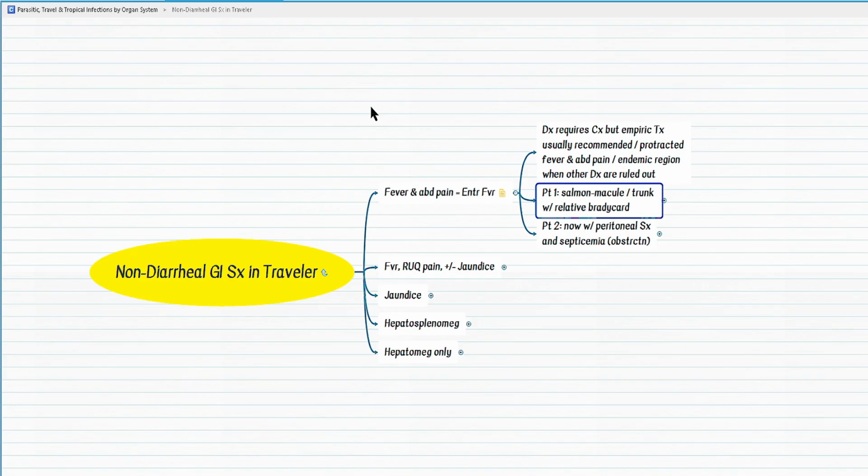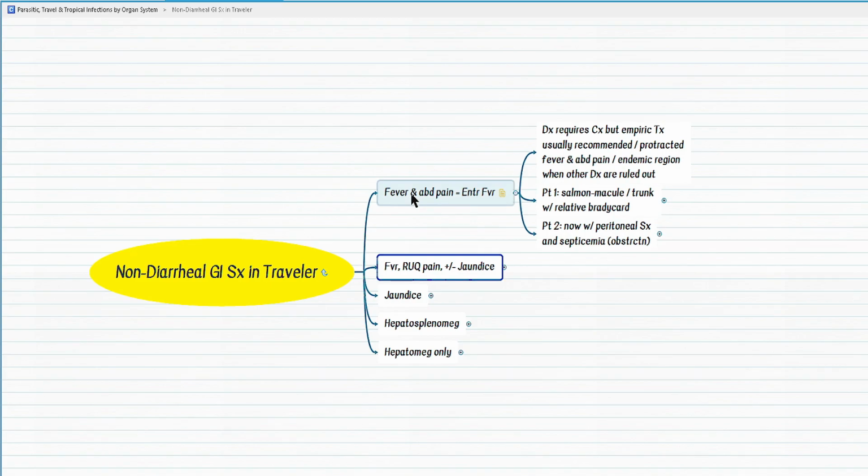Now, if the same patient has complicated symptoms indicating peritoneal signs or septicemia, first question is, what's the mechanism of the septicemia in this patient? The answer is intestinal obstruction. And the next question is how the management of this patient now differs. We should add corticosteroids such as dexamethasone for the management of complicated enteric fever.